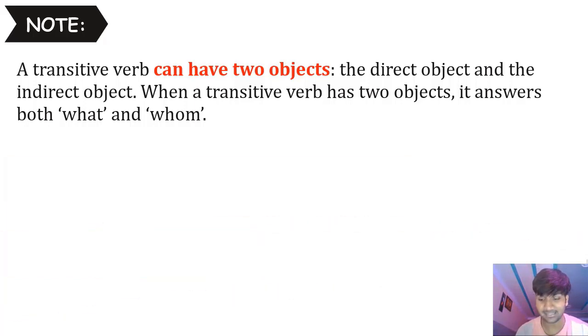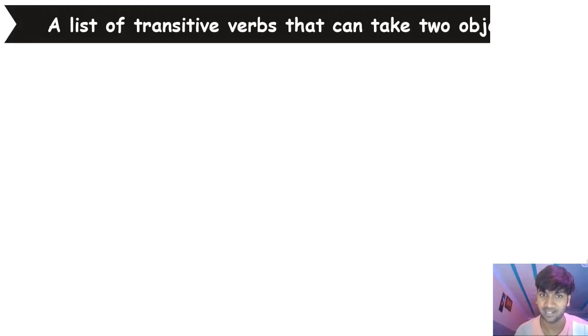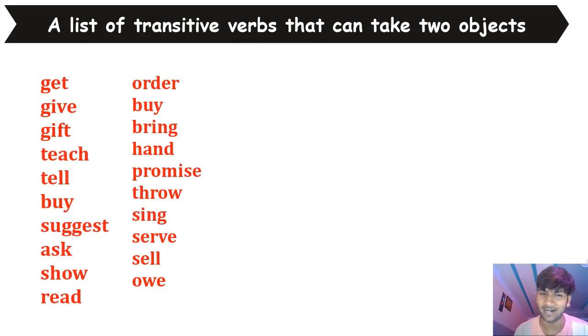So understand this. Sometimes a transitive verb answers both the questions, and we call these verbs ditransitive verbs, right? I have a detailed lesson on ditransitive verbs. You can watch it. The link is in the description. Okay. And here's the list of most of the ditransitive verbs we have in English.